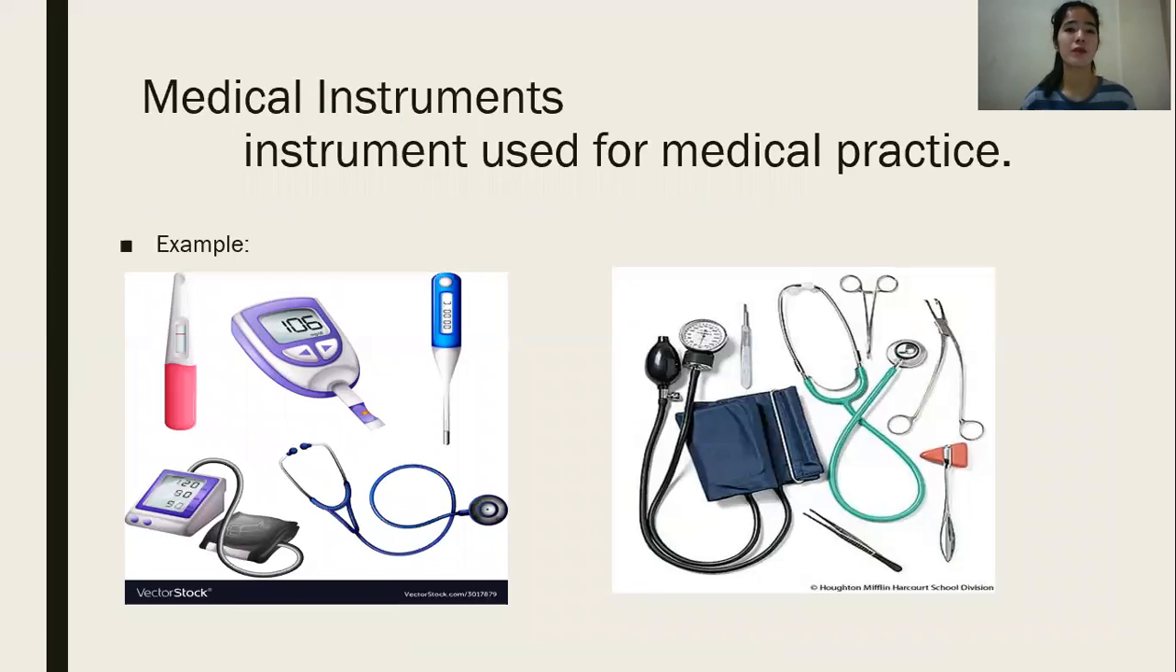Next, we have medical instruments. Instruments used for medical practices. An example of these we have here the pulse oximeter, which is used to measure blood saturation of arterial blood, usually attached in fingers, toes, or ears.